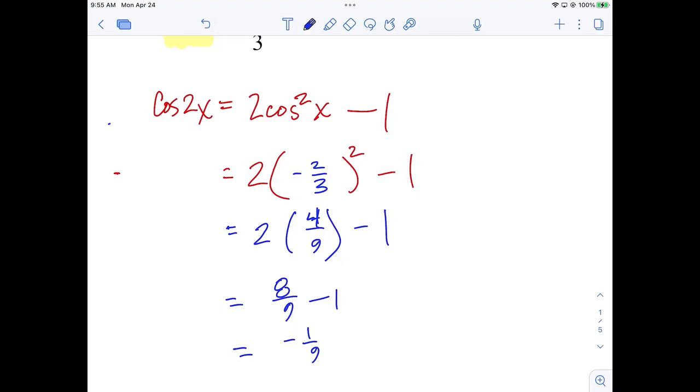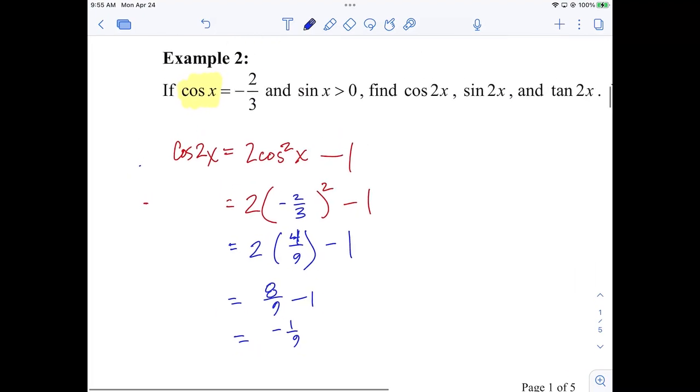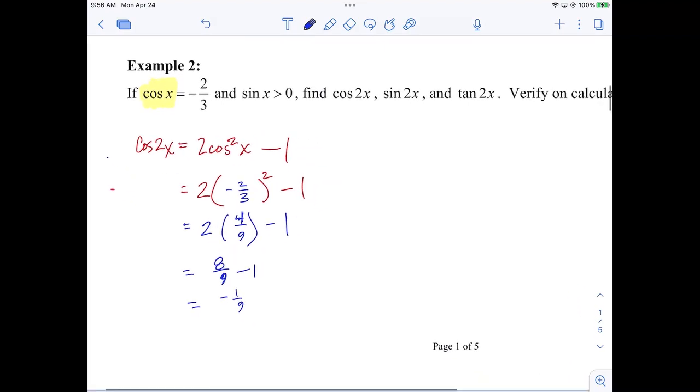There we go. Minus 1/9. So we work all the way down, and after we use the identity, it's just a matter of plugging and chugging. Now let me kind of give you a taste of what we're doing here.